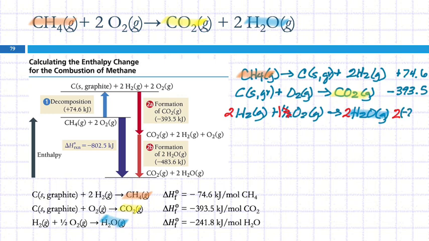Not enough space here. And then if I'm adding these things together, I see I have carbon as a product and a reactant, so those cancel out. I have 2 hydrogens as a product and a reactant, so those go away. And I end up with methane, 2 moles of oxygen, carbon dioxide, and 2 moles of water.